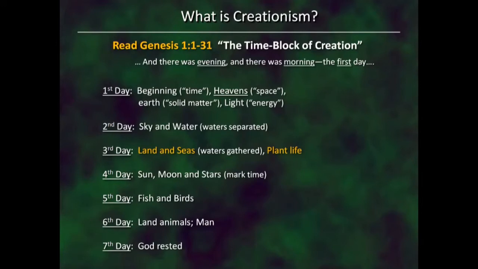And God set them in the expanse of the sky to give light on the earth, to govern the day and the night, and to separate light from darkness. And God saw that it was good. And there was evening and morning on the fourth day.